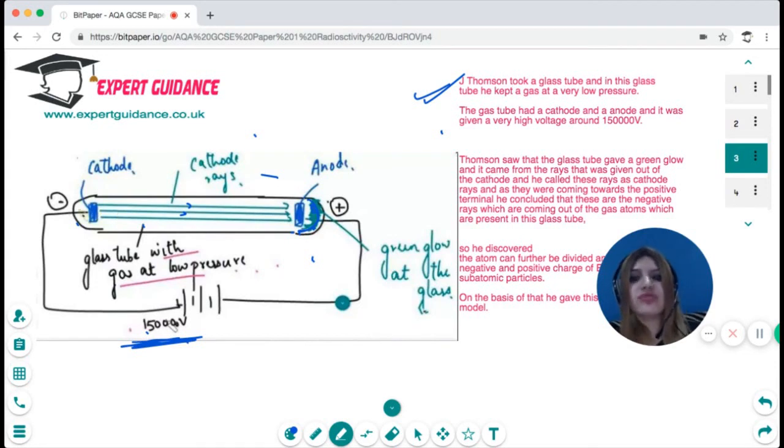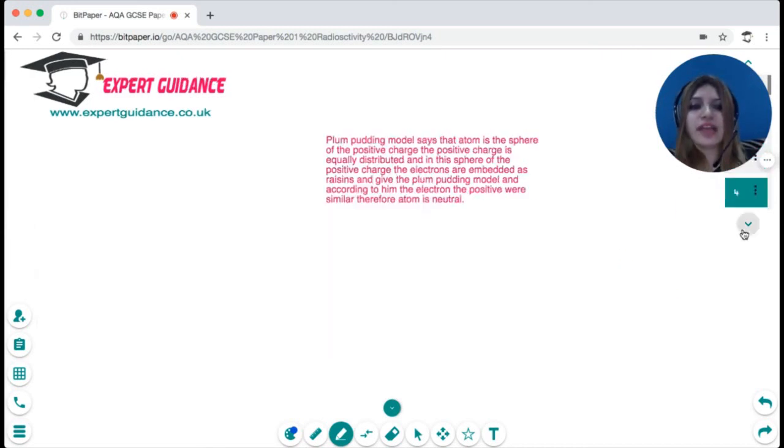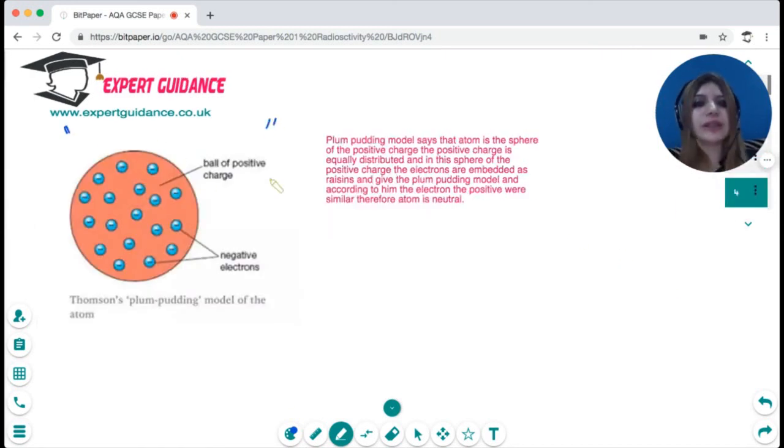He called them cathode rays, and since they were going towards the positive, he concluded that they are negatively charged. He found that the atoms were actually giving off these rays, and the nature of them was electrons. So he discovered that there are negative and positive charged elements present inside the atom. He gave the idea of the electron, and then he came up with the structure called the plum pudding model. In the plum pudding model, he said that the atom is a sphere of positive charge, and inside this positive charge the electrons are embedded like plums, and therefore he gave the plum pudding model.